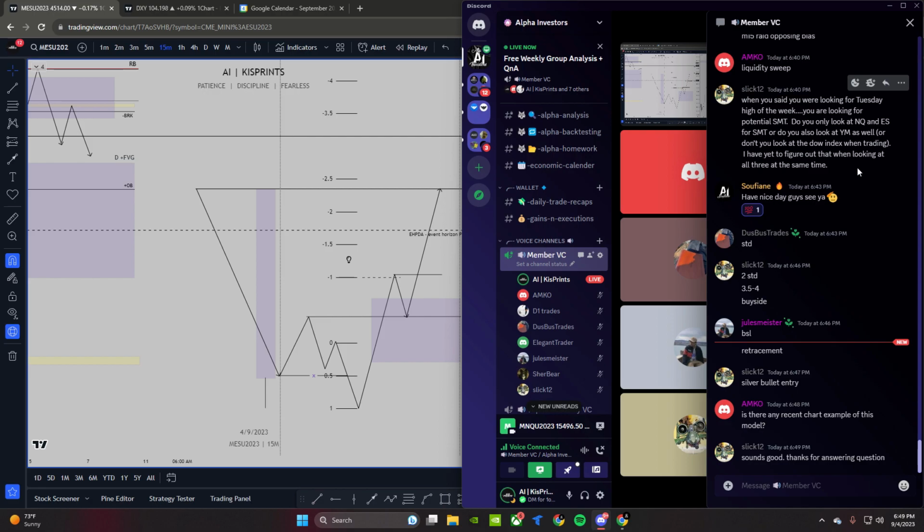If there isn't SMT there, SMT is just a plus. It's something that adds the cherry on top. If we don't get SMT, either way we're still getting liquidity taken on both indices, which is still pretty good. But if we do get SMT, that's the sprinkles on your cupcake. You don't need them, but it makes it look nicer. So if SMT is there, it just makes it a little bit better.